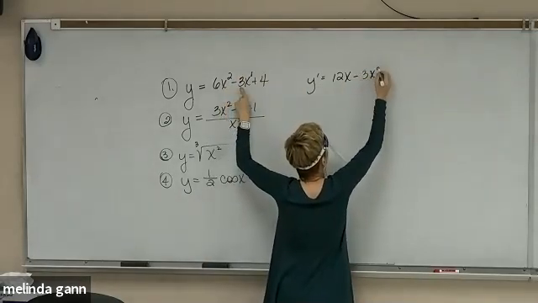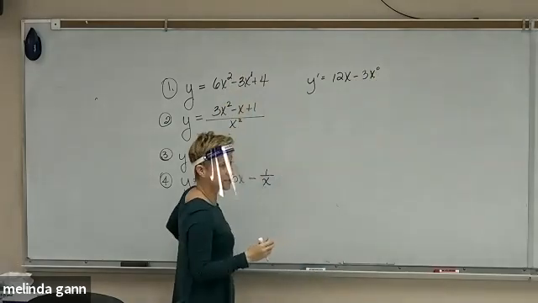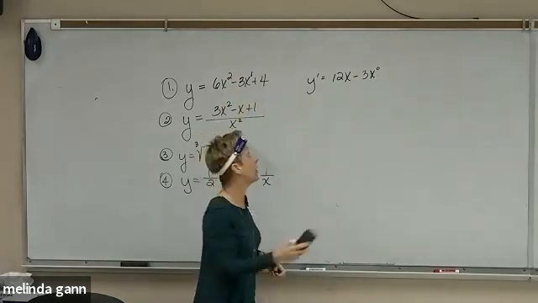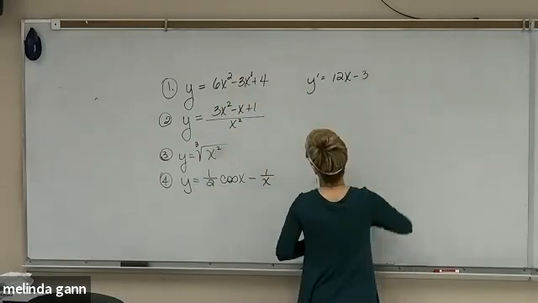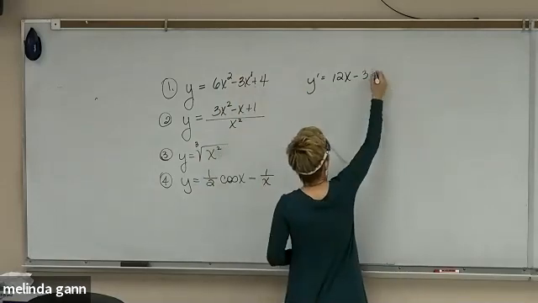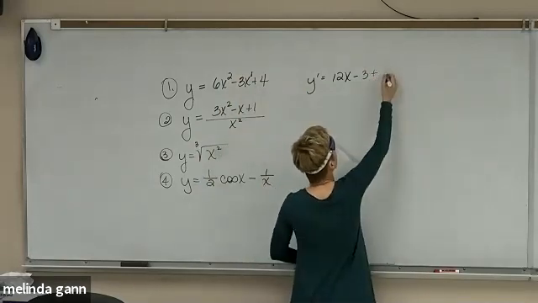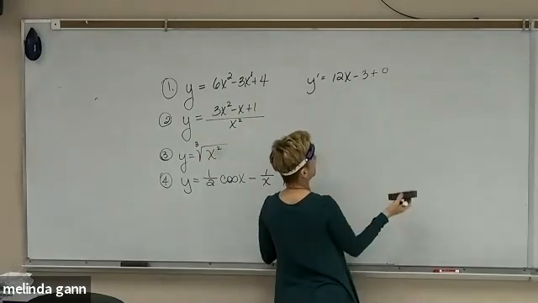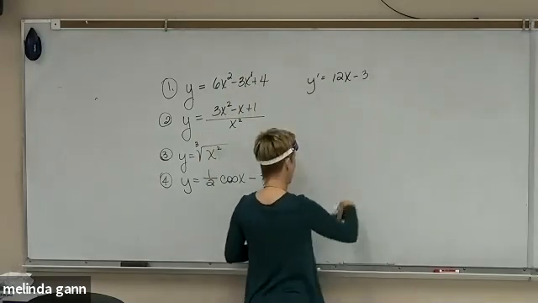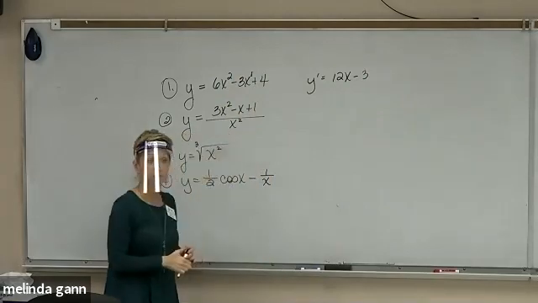But what is x to the 0? It's not 0, it's what? It's 1. And then plus, what's the derivative of a constant? 0. So I don't really need that. Does everybody understand why? That's the derivative of the first one.